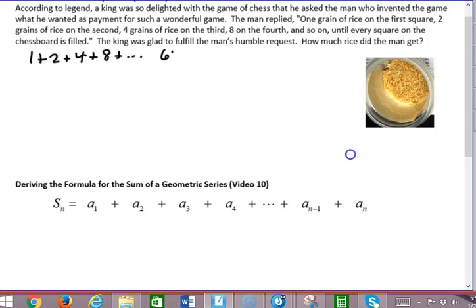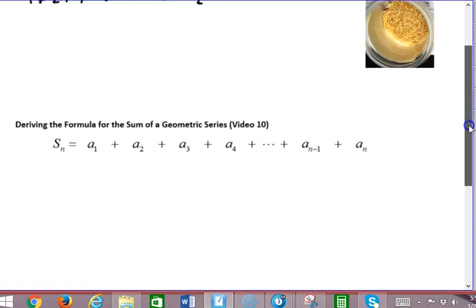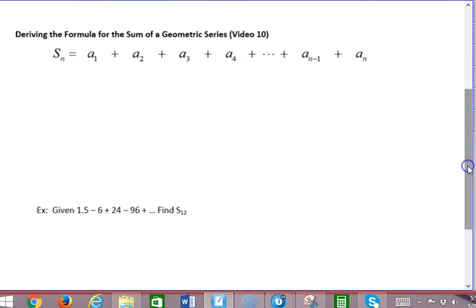Now there are 64 squares on a chessboard, so I think I would like an efficient way to add this up. I did notice that this is a geometric sequence. 1 plus 2 plus 4 plus 8. We're multiplying by 2 each time. So how can I efficiently add up all of those 64 terms? Well, let's go down here where it says deriving the formula for the sum of a geometric series.